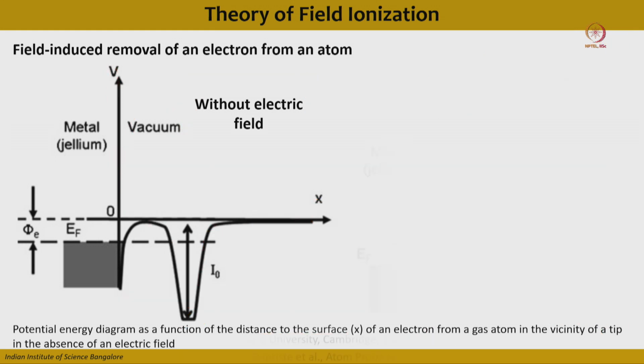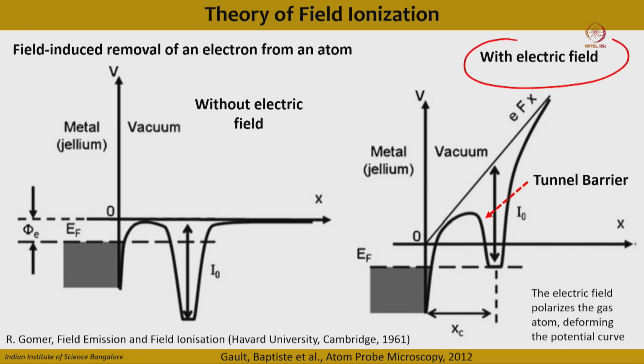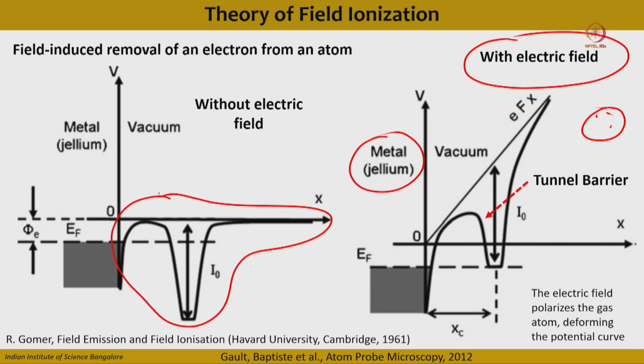Now, in the next step, if we apply an electric field, you have the same metal and a gas atom with the electron cloud. When you apply an electric field, the whole potential energy curve gets distorted. How is it distorted? The potential energy curve gets distorted in this way. Now you can see that as the gas atom approaches the metal surface, there is an attractive force. It goes to a minimum potential energy value, then again it increases as a repulsive force.